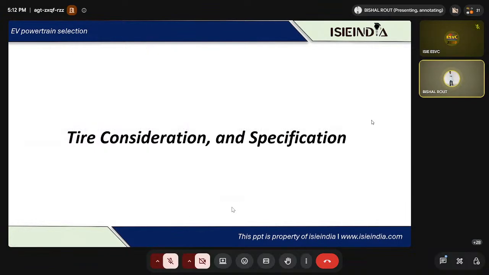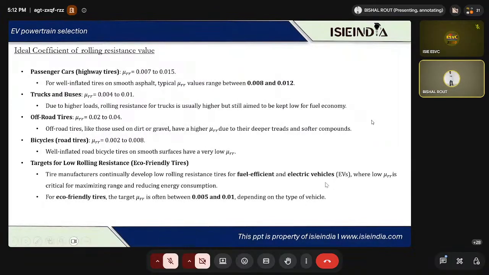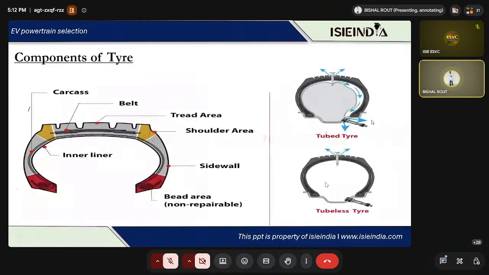It is used in fuel-efficient electric vehicles as well. You can see these are the multiple regions of the tire, and they all depend on, because they all make up, the mu RR. You can see the upper part of the tire is called the tread area, which actually comes in contact with the road. If you go to the bottom, you can find the shoulder area, this yellow colored zone.